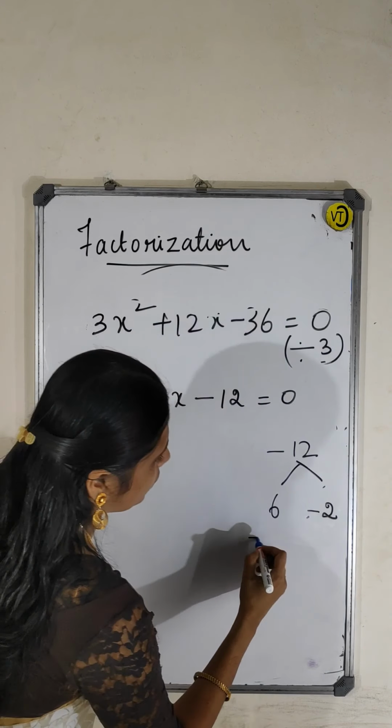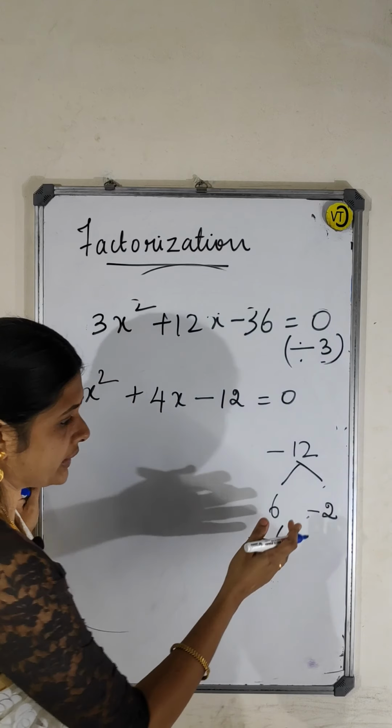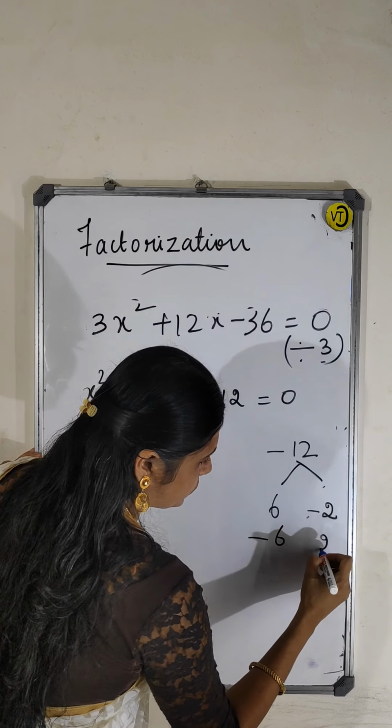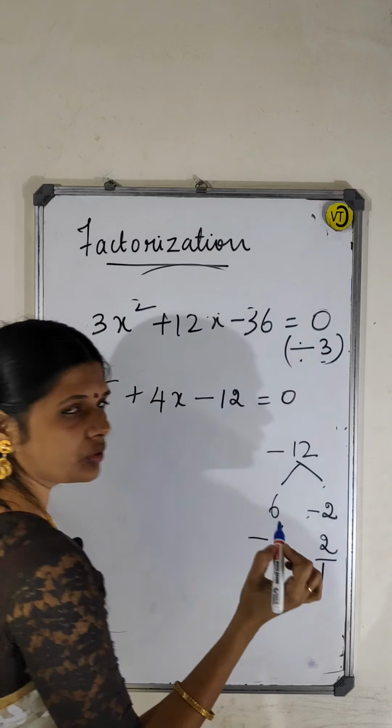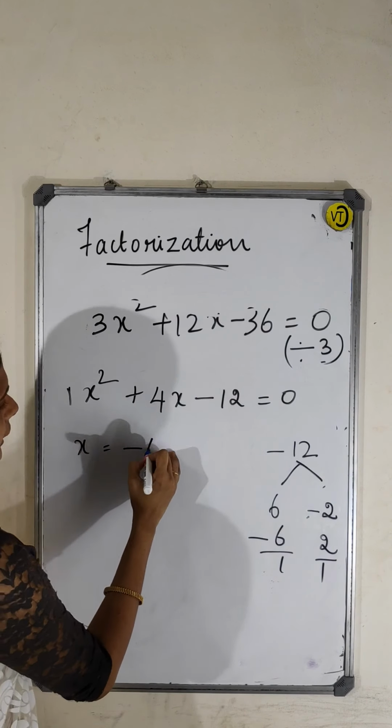Yes. So next step what? You have to change the sign. 6 to minus 6, minus 2 to 2. Then you have to divide by the coefficient, 1 only. So by 1 also no changes. So x is equal to minus 6 comma 2.